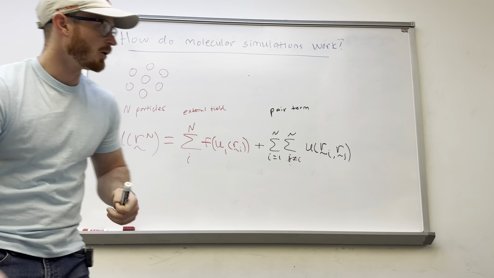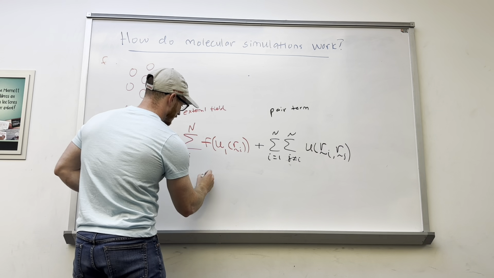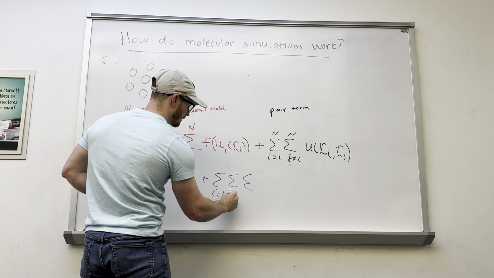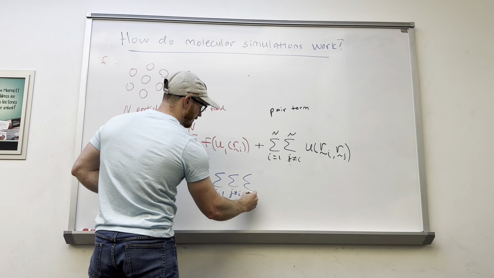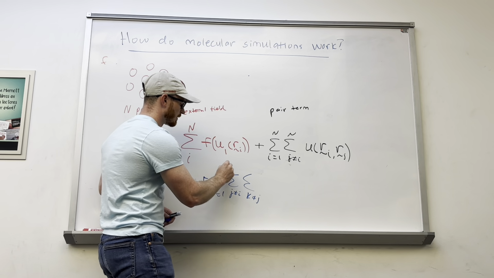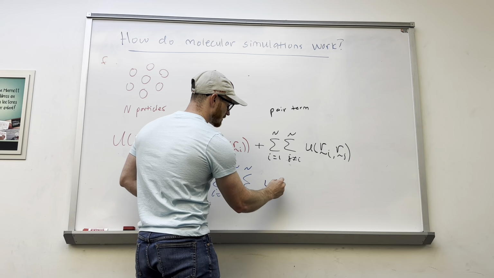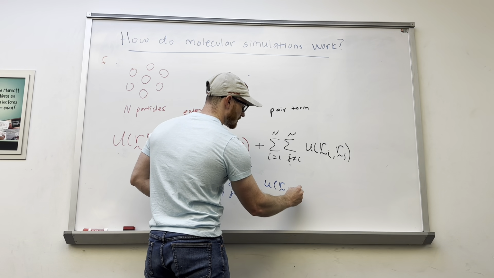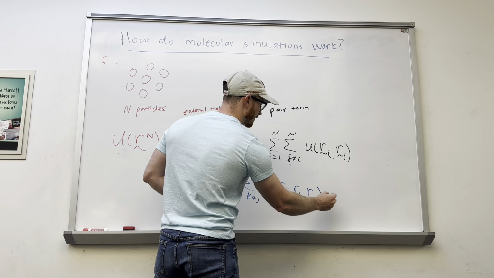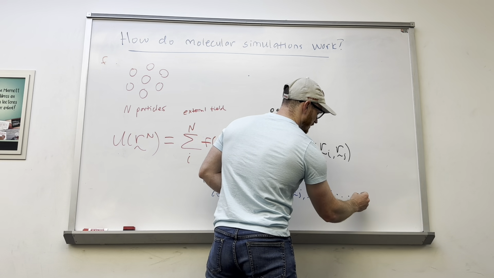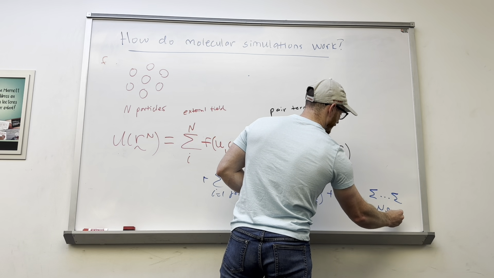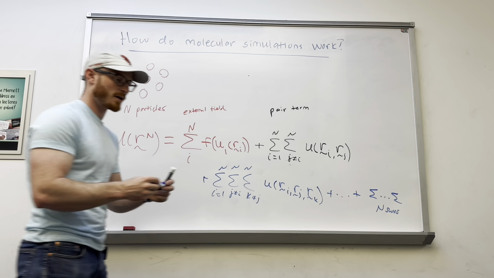And then we can just keep going. We have triplet terms. So i equal 1, j not equal i, k not equal j, from 1 to n, of a triplet term, so something that depends on the relative positions of three particles at once. And this spans the entire set of particles. This is going to go on until we hit n sums here, where n is the total number of atoms in the system.